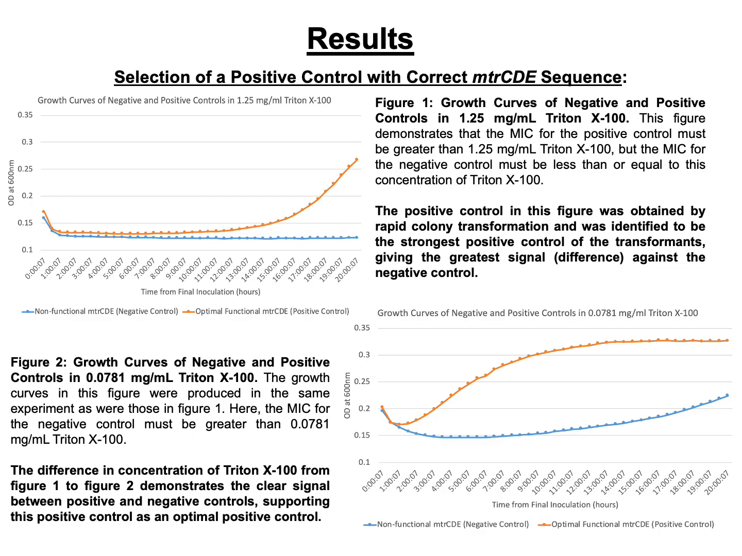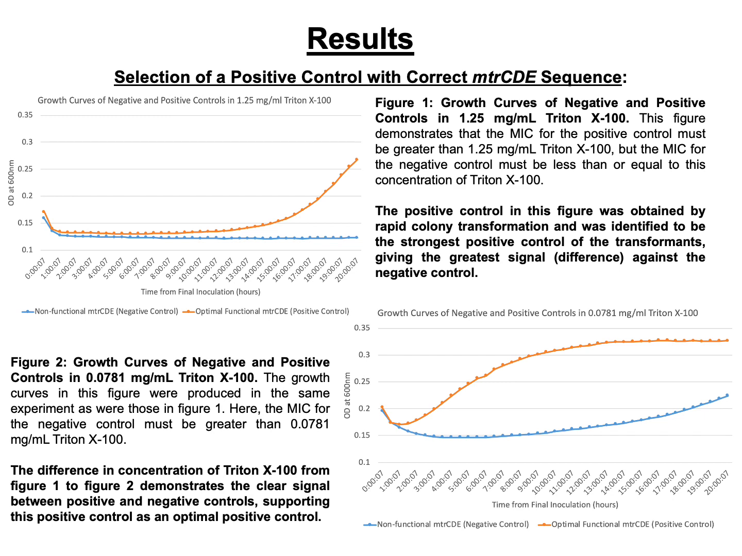You see here the results of our efforts to select an optimal positive control. This control was obtained through the rapid colony transformation procedure presented earlier. At the higher concentration of Triton X-100, a detergent, not antibiotic, that is a substrate of mtrCDE, you can see that the positive control growth curve noticeably increases by the end of 20 hours. The negative control growth curve, however, does not increase.